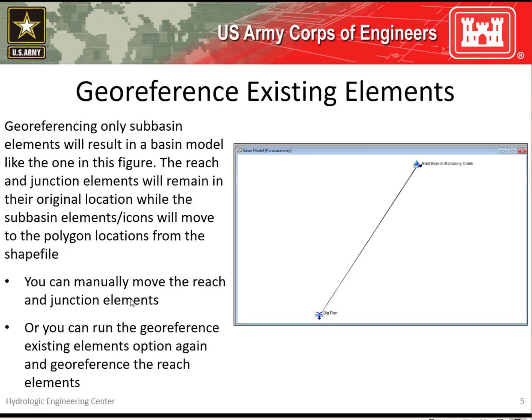As you're going through the process of georeferencing the elements, if you choose either subbasins or reaches first, it doesn't matter. But what you're going to notice in the basin model map is the program is going to move those element icons to the correct location based on the projection that's been selected. In this figure right here, you notice the subbasin elements are located up here in the upper right, and then the reach and the junction elements are left behind in the old location.